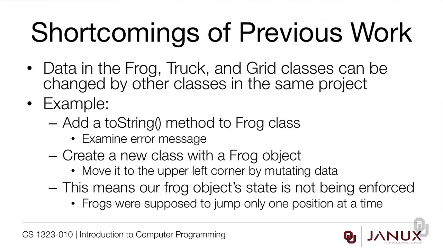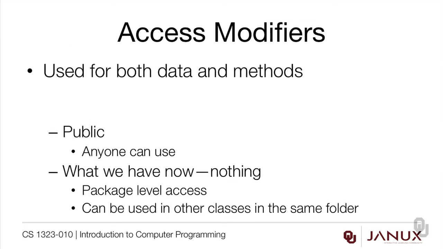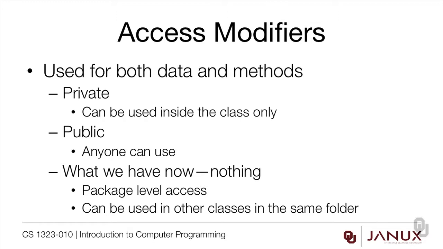So really, this is a very serious problem for object-oriented programming. Our frog class has no control whatsoever. So what we need to do is to put in access modifiers. Now, access modifiers are used for both data and methods. We have a private modifier, and that's used for things that should be inside the class only, and then we have a public modifier, and that means that anybody can use it.